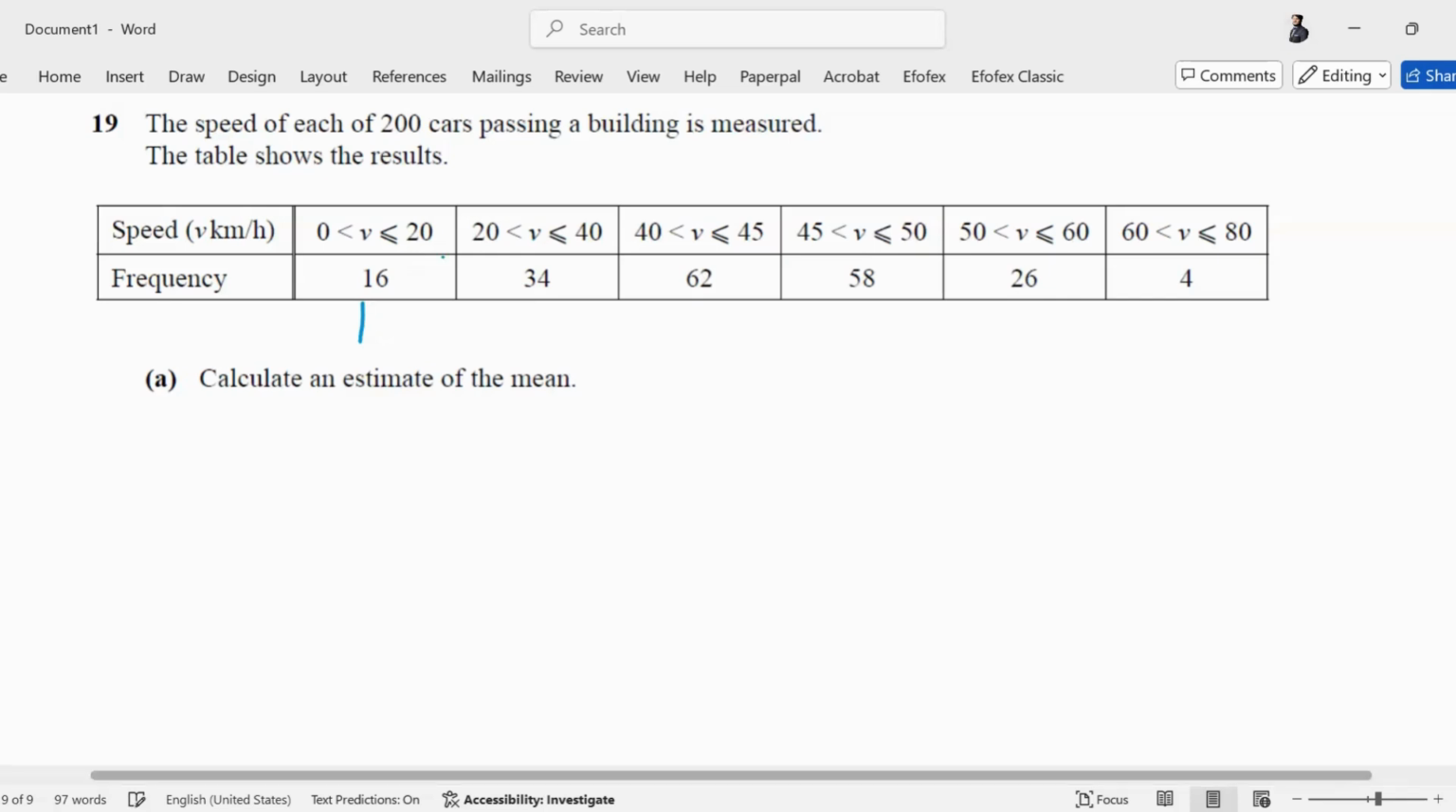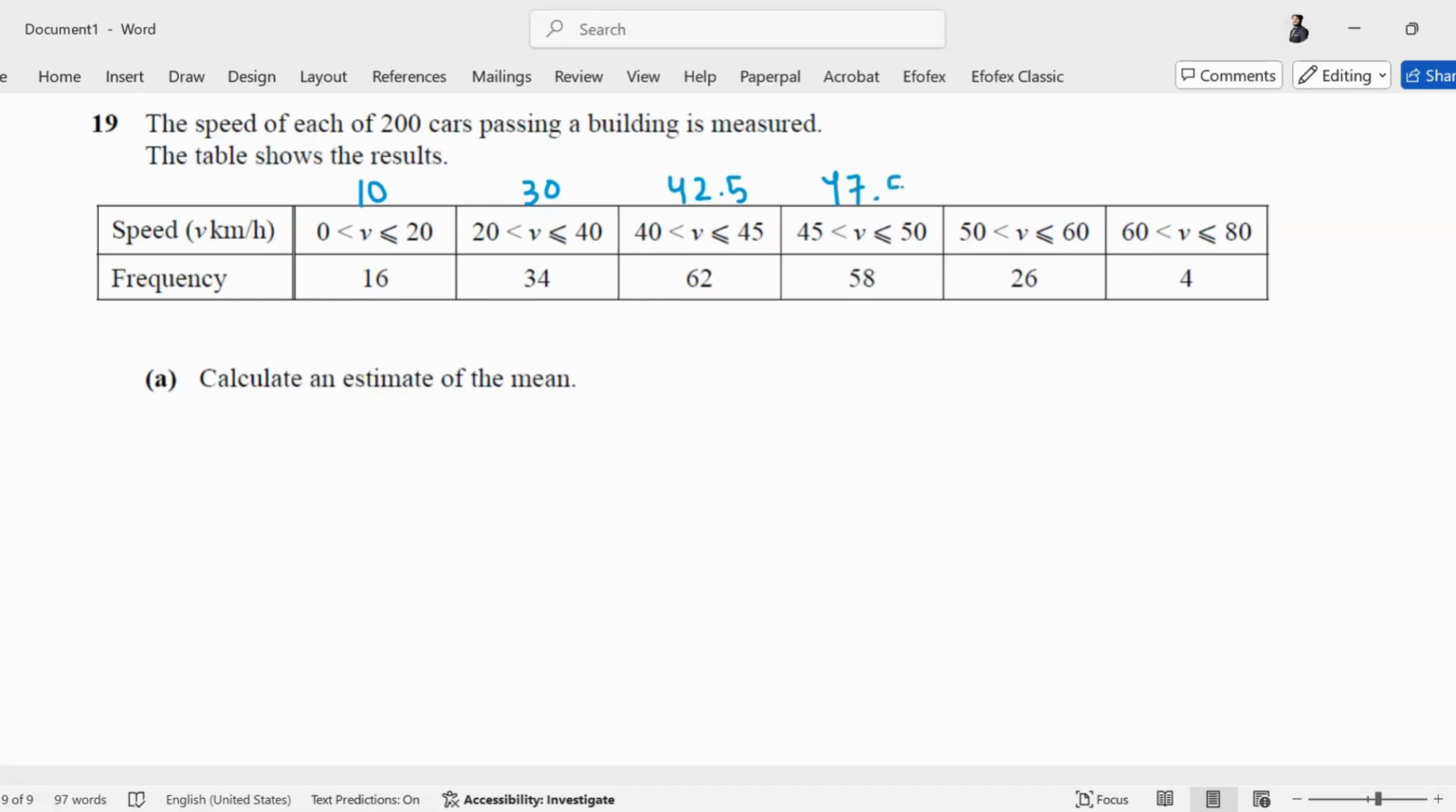Similarly, I'll just write it up so that there is no confusion. 10 is the mid value of this group. 30 is the mid value of this group. Mid value can be found by taking the upper and the lower boundary, adding them up and dividing by 2. 42.5 is the mid value for this one. 47.5 is the mid value for this group. And 55 is the mid value for this one. And 70 is the mid value for this one.